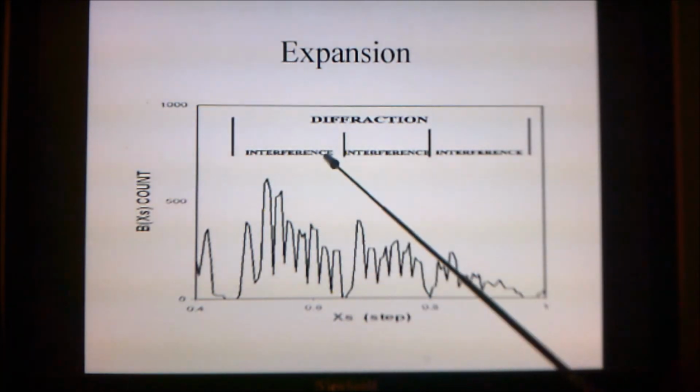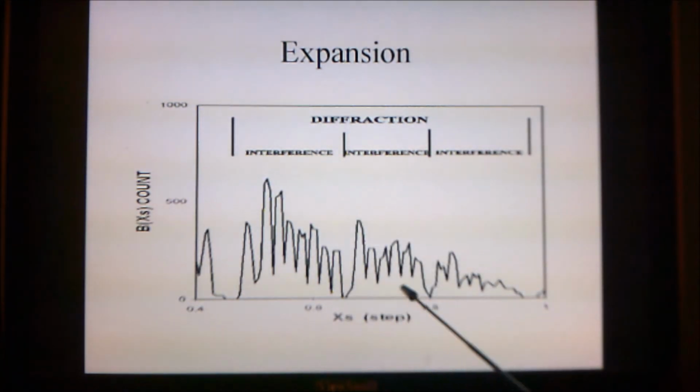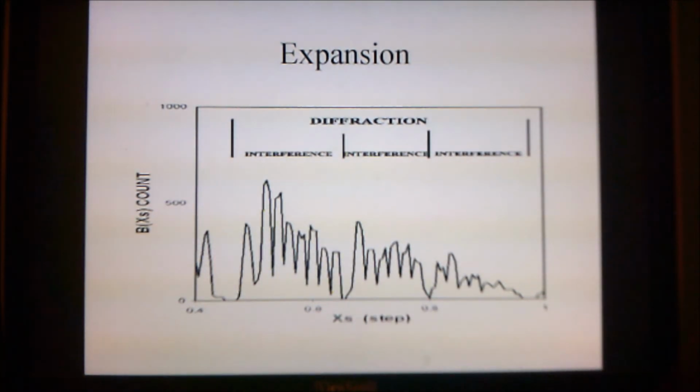And then this is that diffraction pattern. But inside the diffraction pattern, there are these zeros here, which represent interference fringes. So you see the simulation is duplicating the interference fringes and therefore the diffraction pattern.